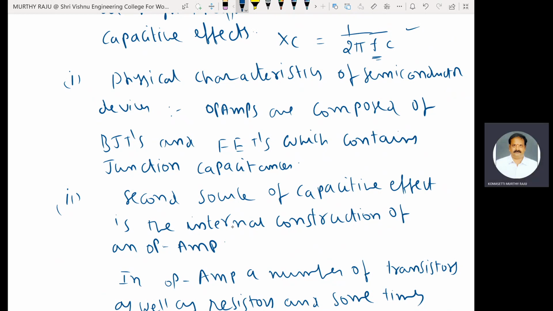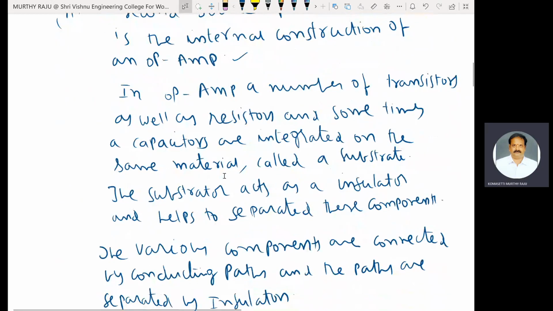The second source of capacitive effect is the internal construction of an op-amp. In an op-amp, a number of transistors as well as resistors, and sometimes capacitors, are integrated on the same material that is called a substrate. An op-amp is an integrated circuit, integrating all the components on a single chip.